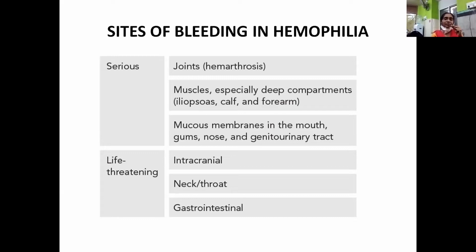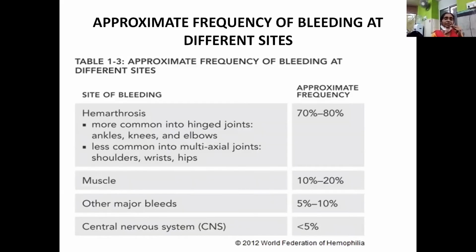All these sites can be involved with bleeding. Statistically, most common is hemarthrosis, and it is more common in hinge joints like knees, ankles, elbows. Other joints like hip and shoulders can also be affected by a bleed. And 70 to 80% of bleeds in hemophilia are due to hemarthrosis. This is followed by muscle hematomas. In 10 to 20% of cases, you will get muscle hematomas.